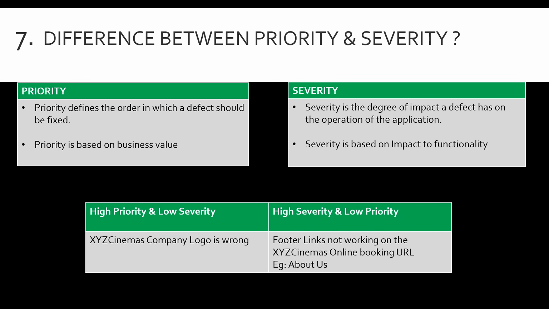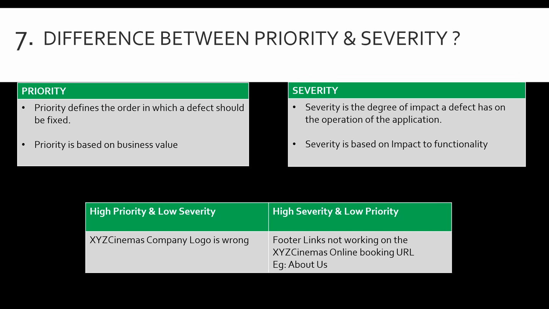The other one is high severity and low priority. So the footer links on the online booking platform do not work, let's say for example. From a functionality perspective, a URL not working is a high severity. But if the online booking URL is not working, like if they click on book tickets and that doesn't work, then again it becomes high priority. But if the footer links do not work, it becomes low priority.